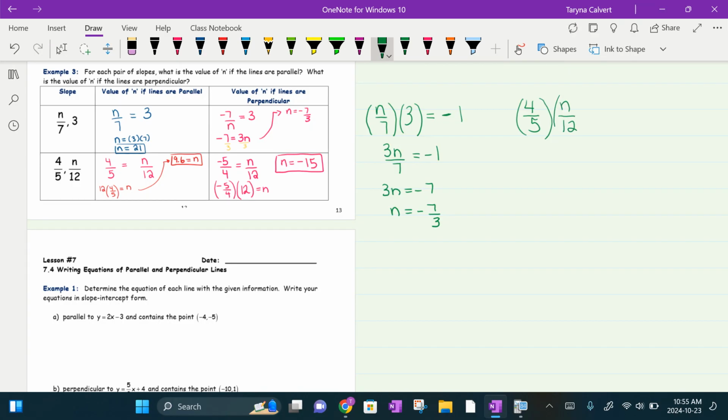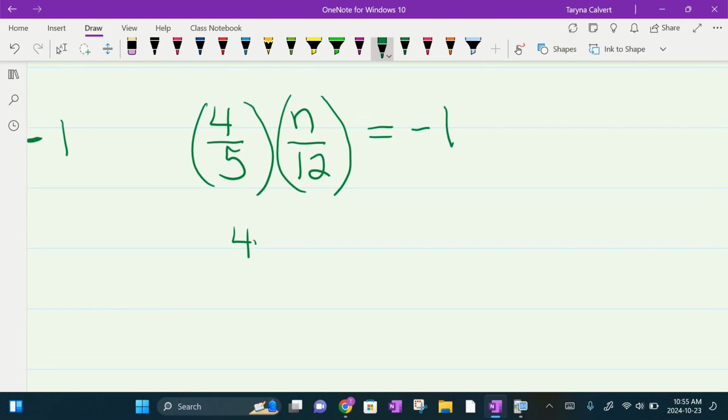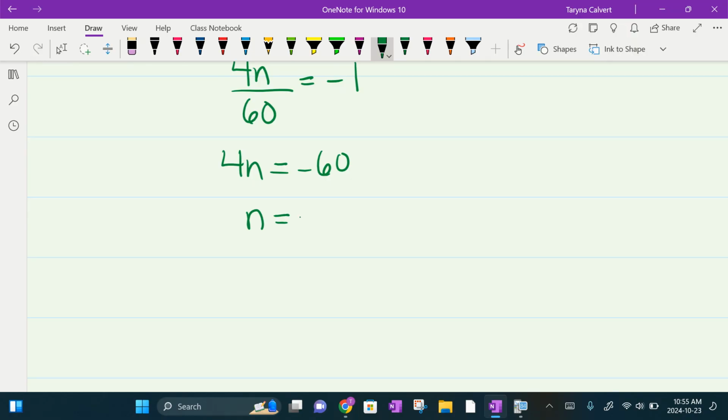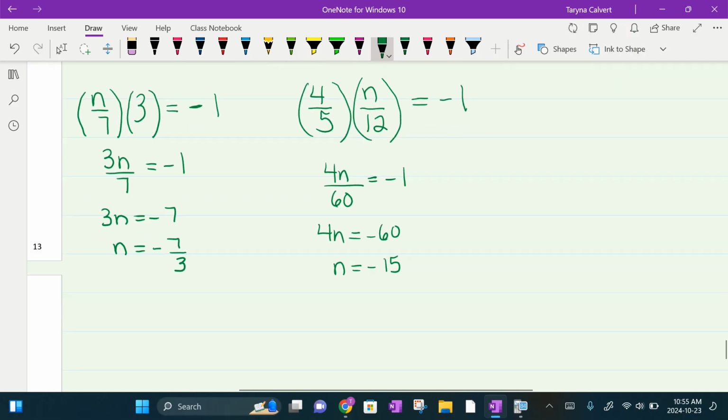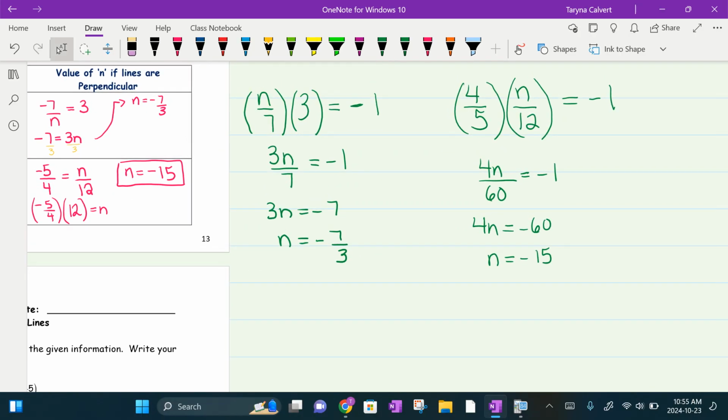So if you did the other one, it would be take the originals as they are, set it equal to negative 1. So then you would have 4n divided by, so 5 times 12 is what, 60, equals negative 1. Multiply the 60 across, negative 60. And then you divide both sides by 4, which would give you negative 15. Okay. So two different ways, okay, that can work when you're solving for an unknown piece in a slope when you're asked to find perpendicular slopes.